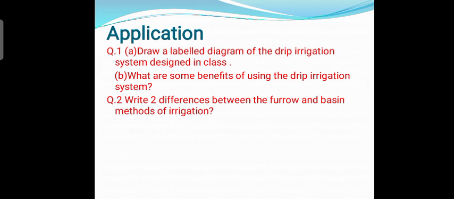Write two differences between the furrow and basin methods of irrigation. So this furrow irrigation system is one in which the crops are grown in rows, and for the plants which do not need much water, or the plants whose roots should not be submerged completely in the water, this method is quite effective. While the basin irrigation technique is used for such plants whose roots need to be submerged completely in water.